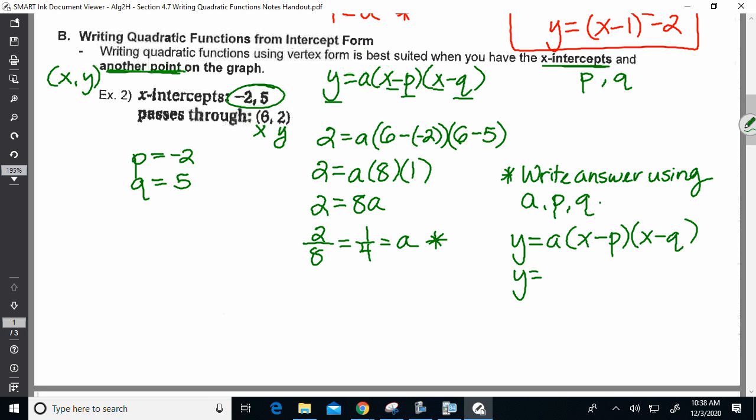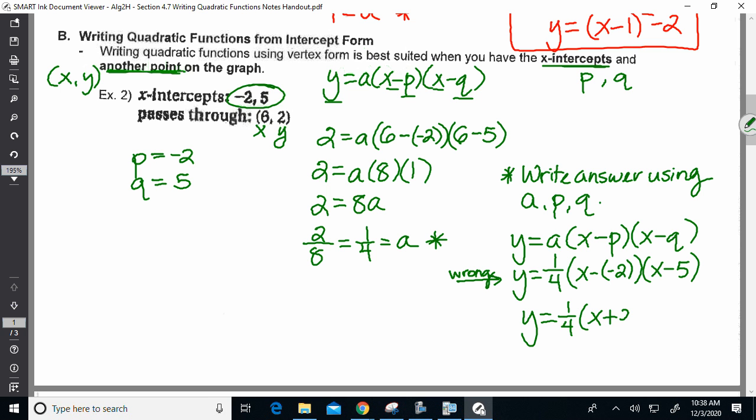Y equals 1/4 times X minus -2 and X minus 5. So I'm putting an arrow right there just to tell you leave that as the answer. That's wrong. Because you have something you can simplify. Two negatives can't stay next to each other. X plus 2.